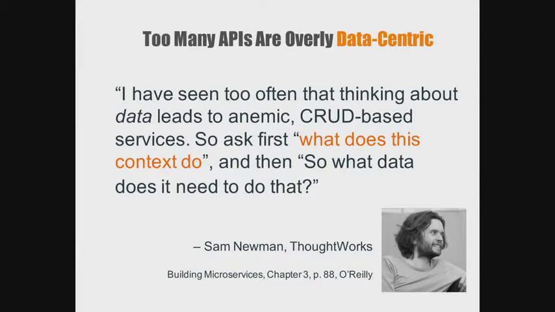And this is not just me saying that this is a big, important thing in the API design. There is Sam Newman from ThoughtWorks, he is famous for his book, Building Microservices, very smart person, a lot of good ideas. And he almost echoes what I'm saying, right? He says that I've seen too often that thinking about data leads to anemic, CRUD-based services. So don't think in terms of the data, think in terms of the capabilities, right?